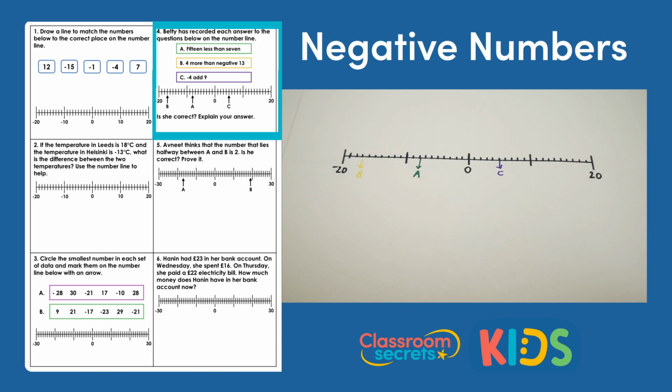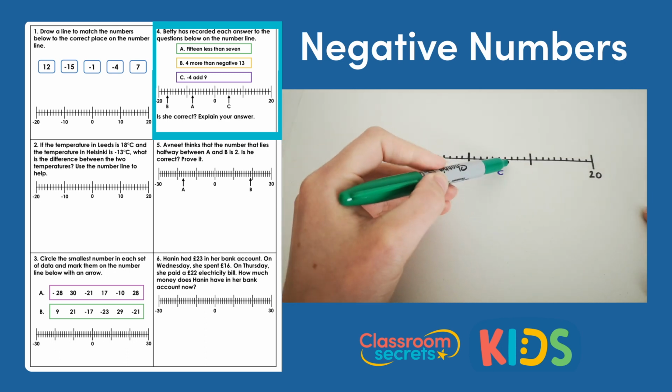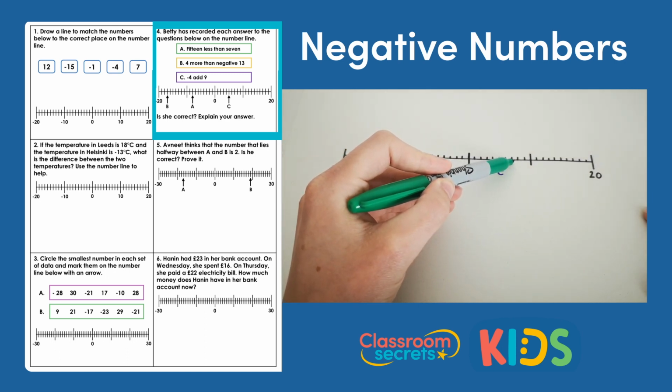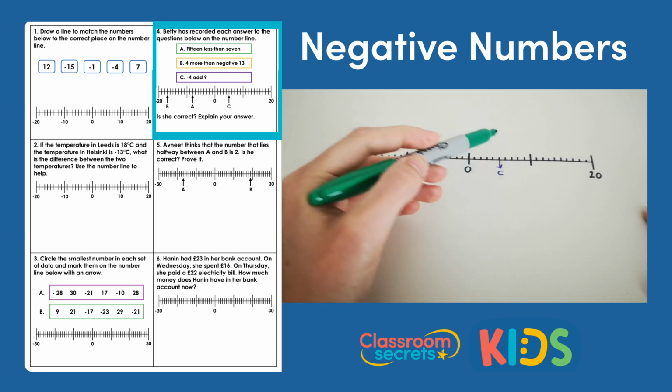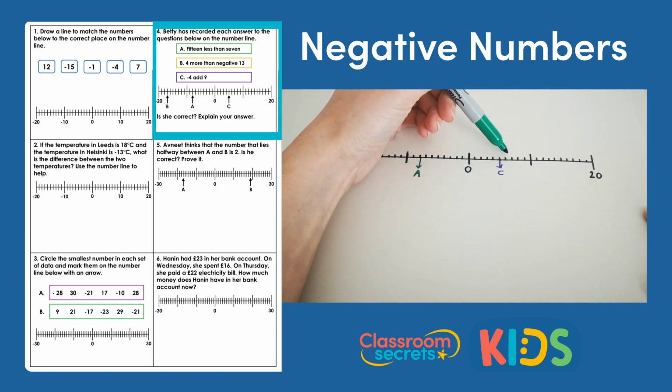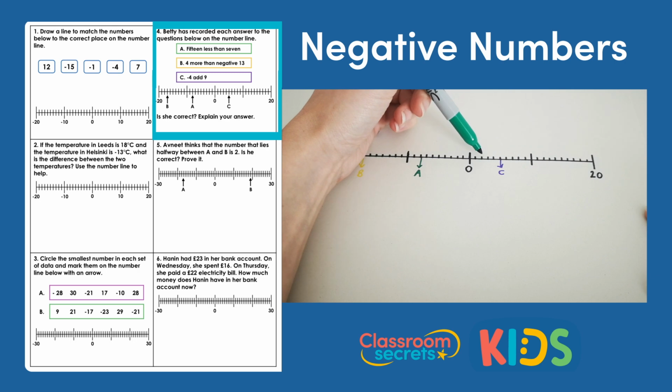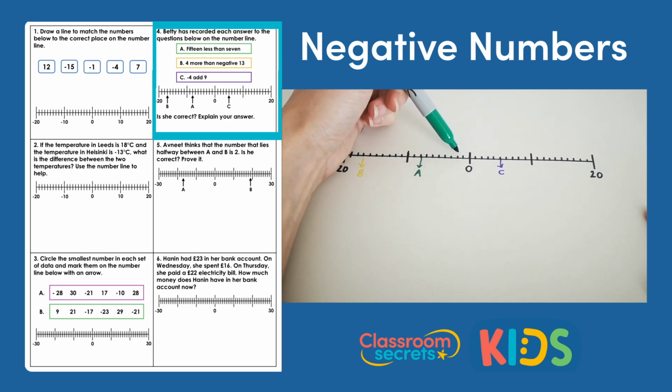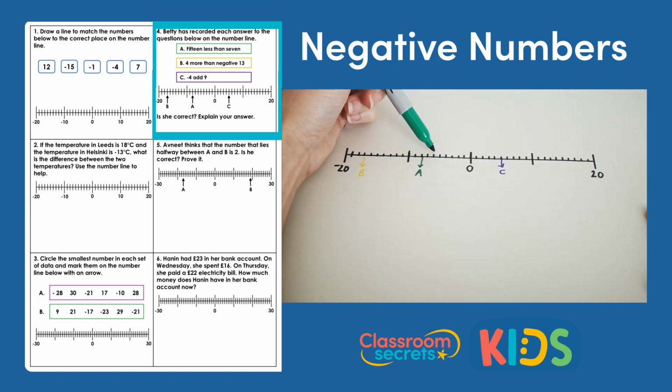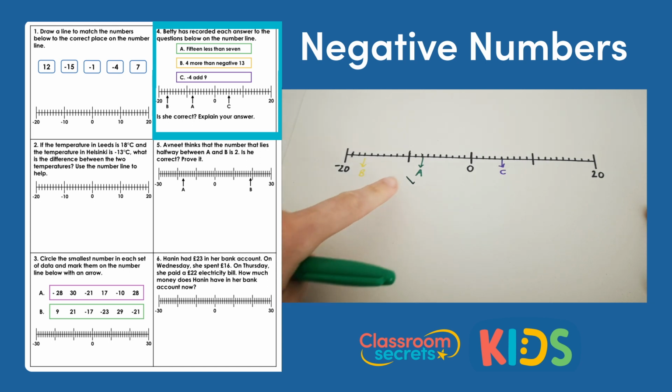So if we start with A, 15 less than 7, I am going to find 7 on the number line. So that would be here. And then I'm going to count 15 back. So if I start at my 7, 1, 2, 3, 4, 5, 6, 7, 8, 9, 10, 11, 12, 13, 14, 15. So Betty has put that in the correct place because that is 15 less than 7, which is negative 8. So let's check B then.